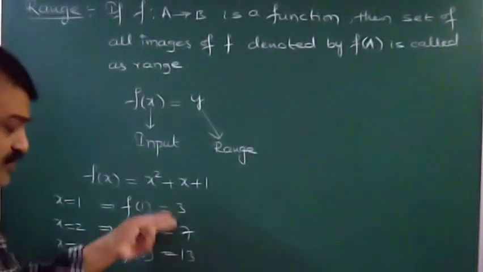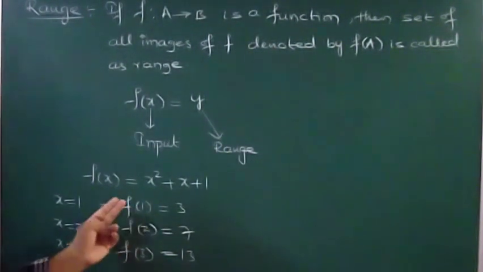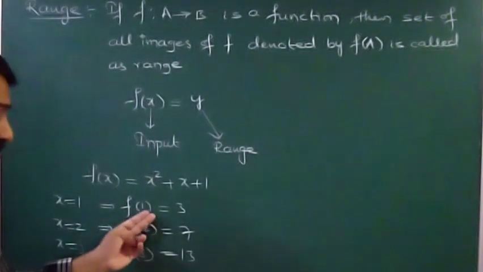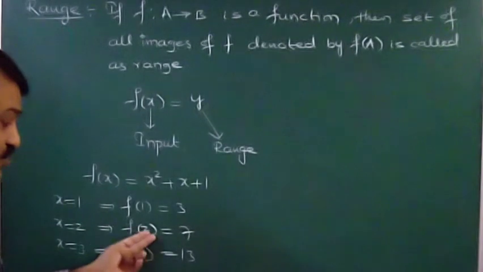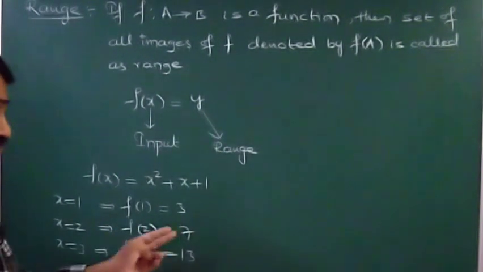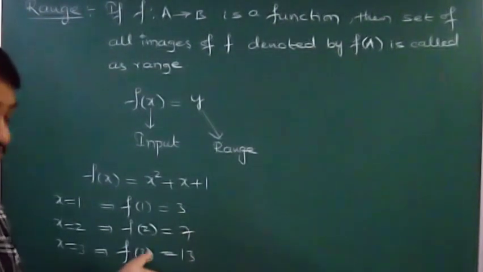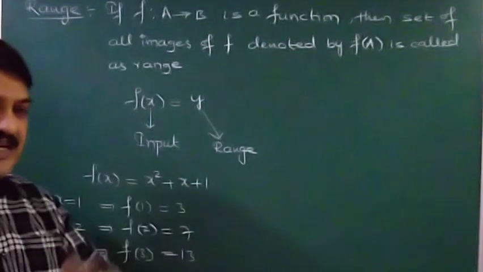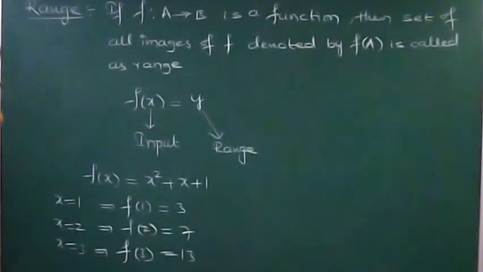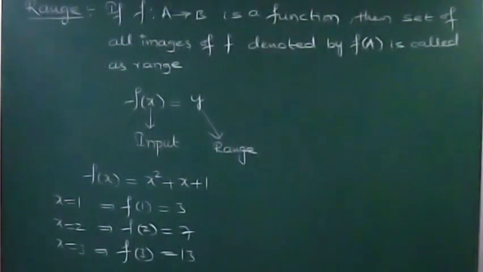And remember, output values are nothing but images. What is this? This is called the image of 1 under the function f. Image of 1 under the function f is 3. Image of 2 under the function f, 7. Image of 3 under the function f, 13. All these are images. So the set of images or set of output values of the function is nothing but the range of the function. So this is the basic definition of range.